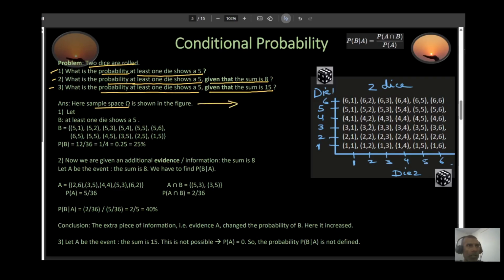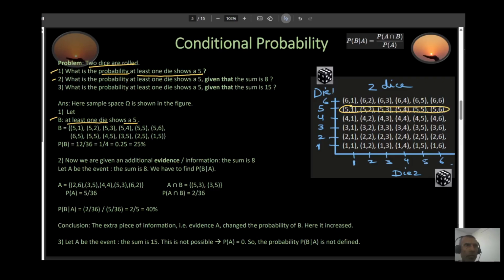So the way you read this is, let's look at this one right here, 3, 2. In this case, it means that on die 1, you got 3, and on die 2, you got 2. So let B be the event where at least one die shows a 5. In this case, your event B would be this right here. All these possibilities are where at least one die shows a 5, and another one would be this right here. So these two are my event B.